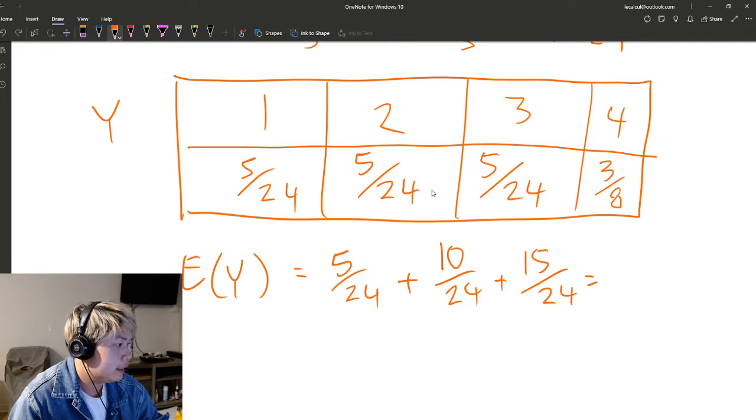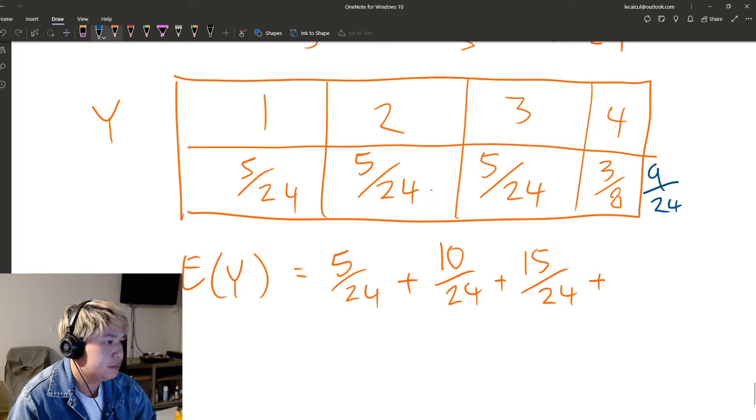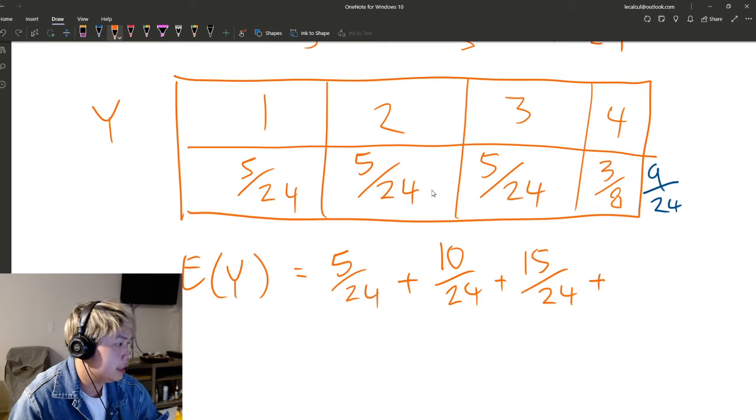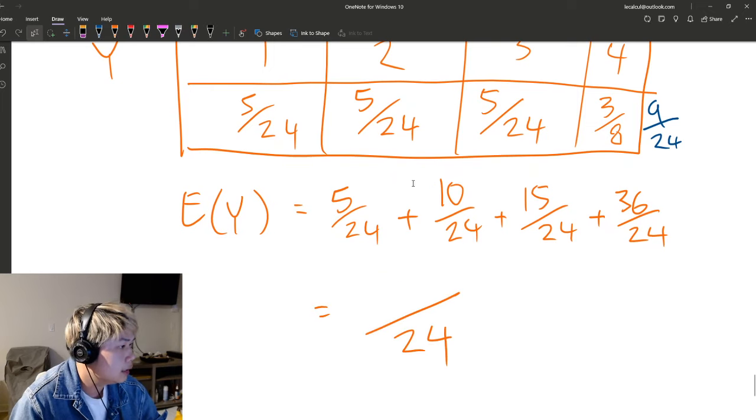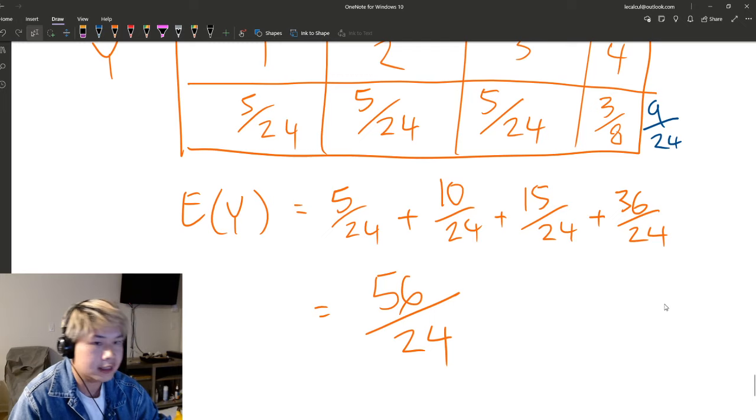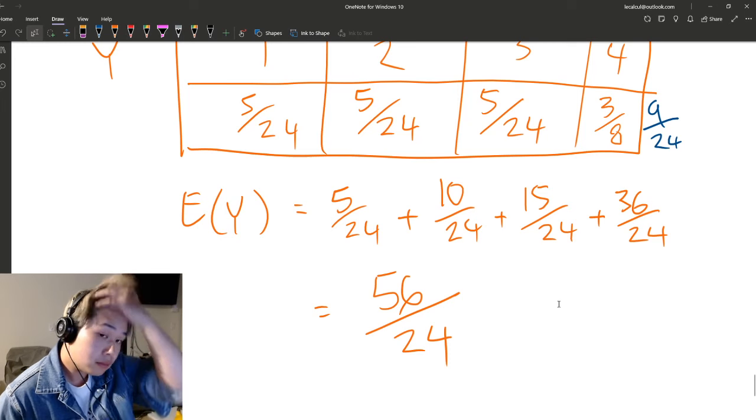And then, just for the sake of things, I am going to write that probability here as something over 24, which is 9 over 24. So 9 over 24 times 4 is 36 over 24, I think. So my expected value is going to be something out of 24. These are 20, plus 36 is 56. So 56 out of 24 is my expected value. And I think that's it.